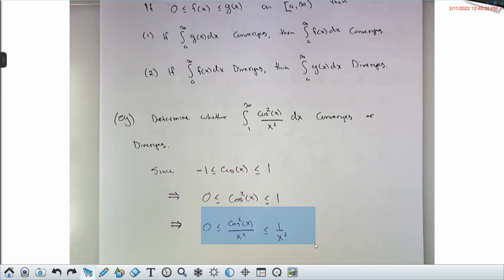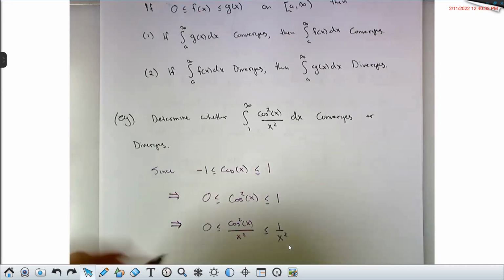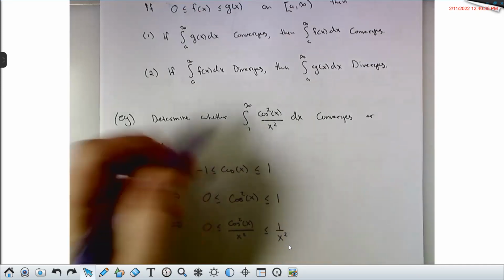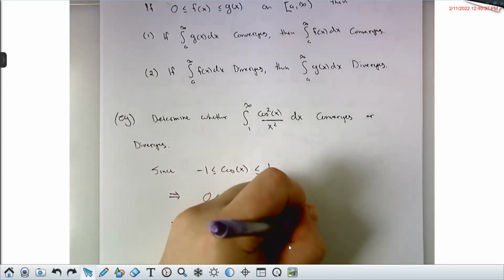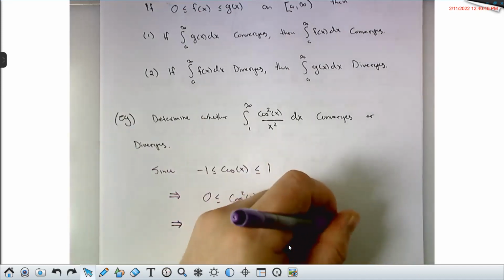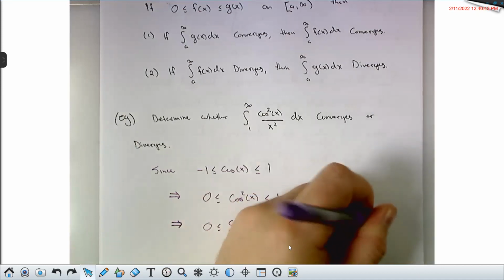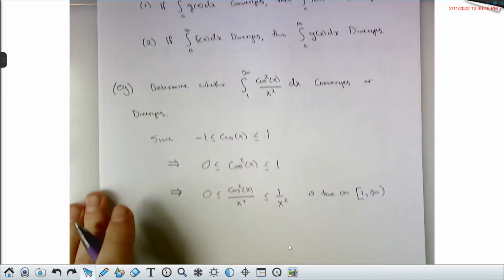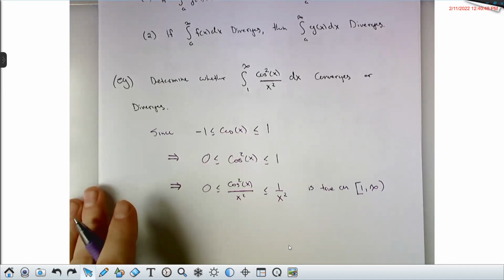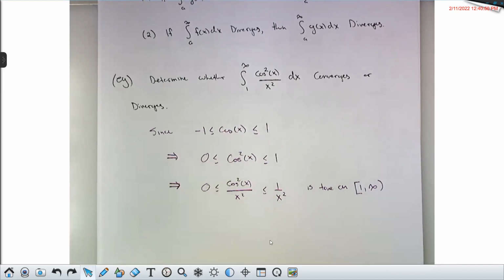This inequality is now very similar to this inequality. And this is true for all x's greater than 0. But I'm particularly interested in the interval from 1 to infinity. So this, I will note, is true on the interval 1 to infinity. Now, if I can show that the integral of the larger function converges, we can conclude that the integral of the smaller function converges.